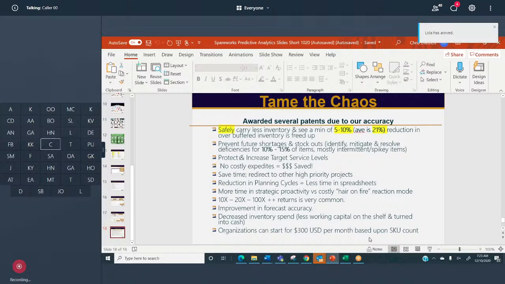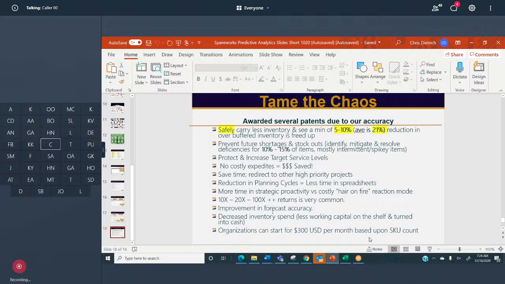We always protect existing service levels and can show you what increased service levels might look like through what-if side-by-side comparisons. There are no costly expedites, so there's money saved there. Clients report a huge reduction in planning cycle time, so less time in spreadsheets. There's more time for strategic proactivity through what-ifs versus the costly hair-on-fire reactionary mode. Sometimes 1,000x returns, very common.